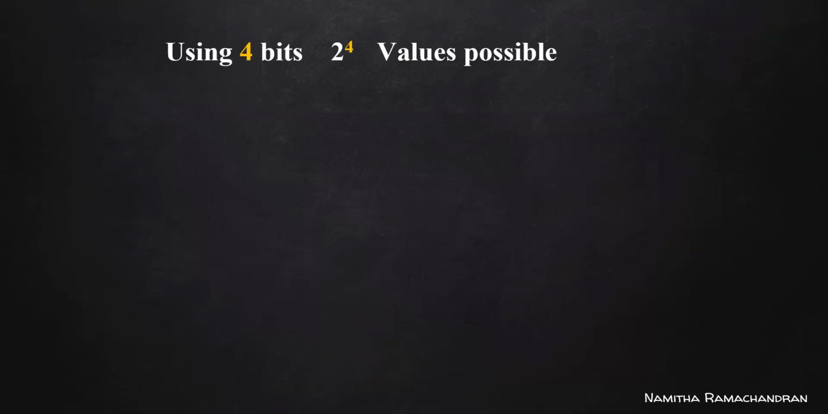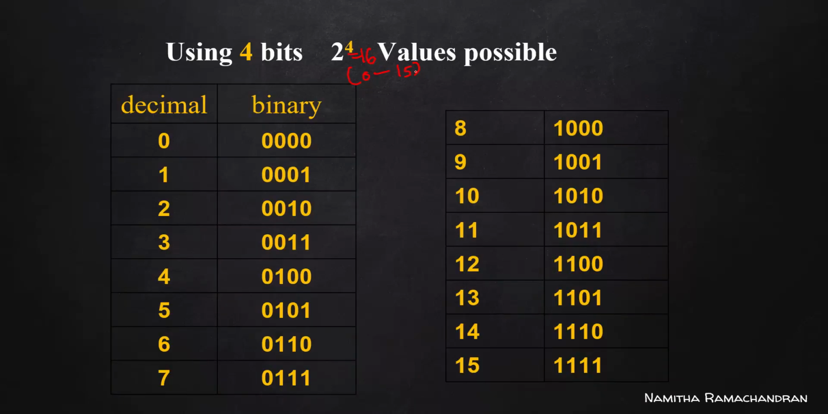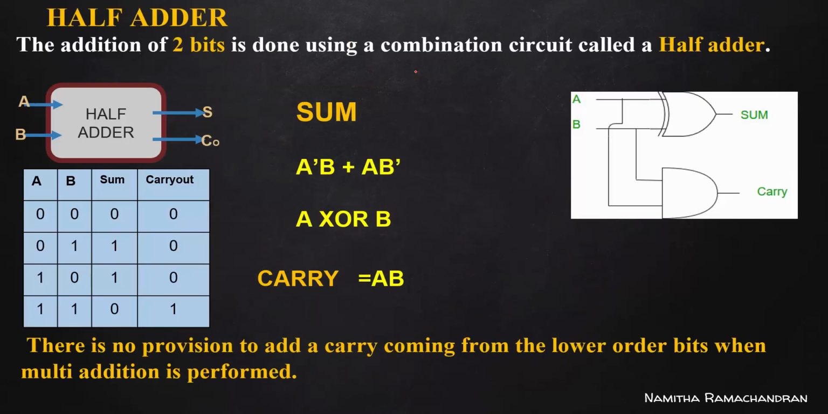Using 4 bits, we have already seen we can generate 2 to the power 4 different possible values. 2 to the power 4 means we can generate 16 different values, ranging from 0 to 15. These 16 patterns we can map to the decimal values from 0 to 15. So these are all about binary numbers.